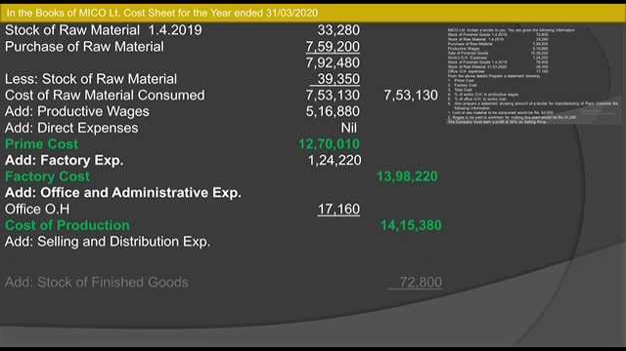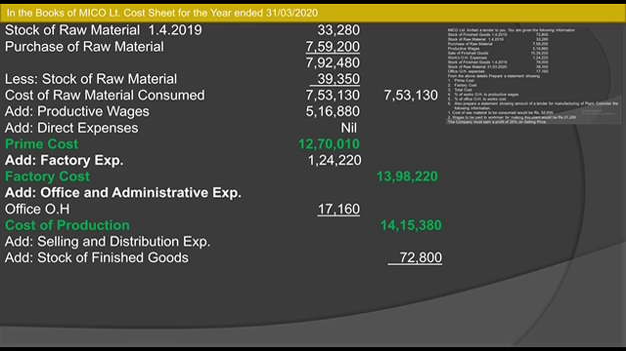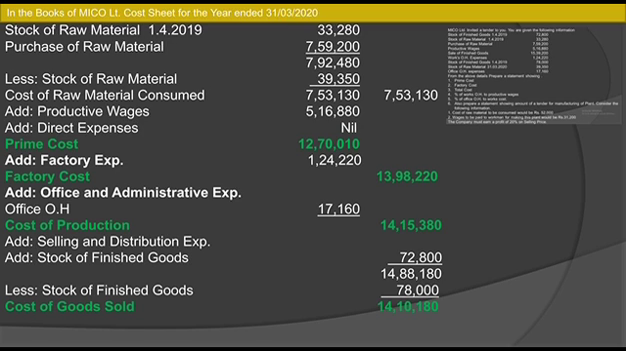the question. Therefore I am directly adding the stock of finished goods into the cost of production, and it will be minused by the closing stock of finished goods, 78,000. So cost of goods sold will be rupees 14,10,180. As the selling and distribution overheads are not given, whatever is the cost of goods sold, that cost will become the total cost.